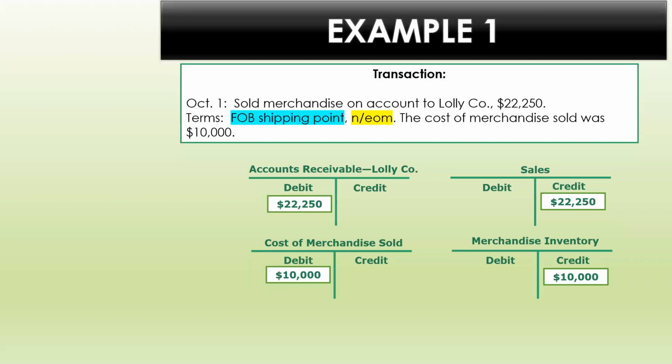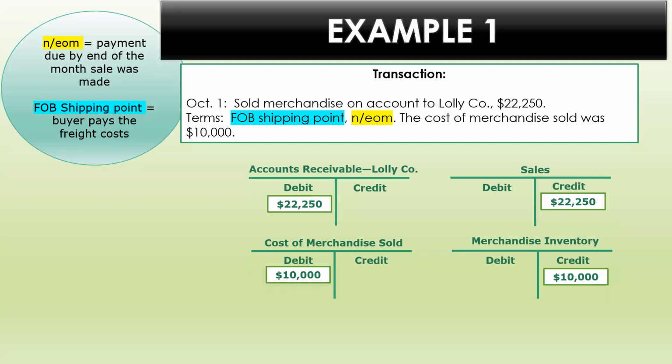Let's work some examples. Transaction, October 1. Sold merchandise on account to Raleigh Company in the amount of $22,250. Terms, freight on board shipping point, net end of month. The cost of merchandise was $10,000.